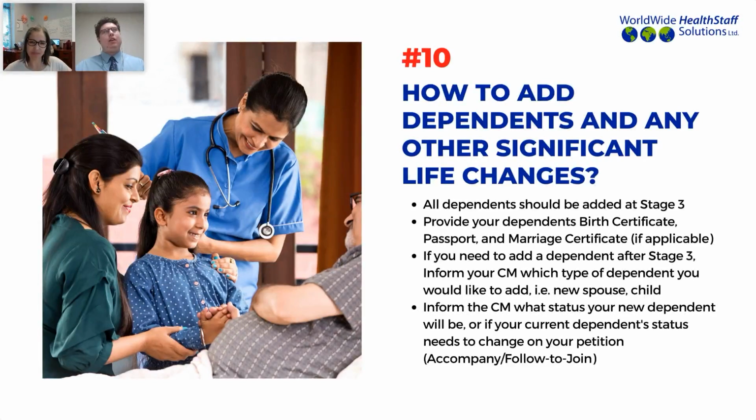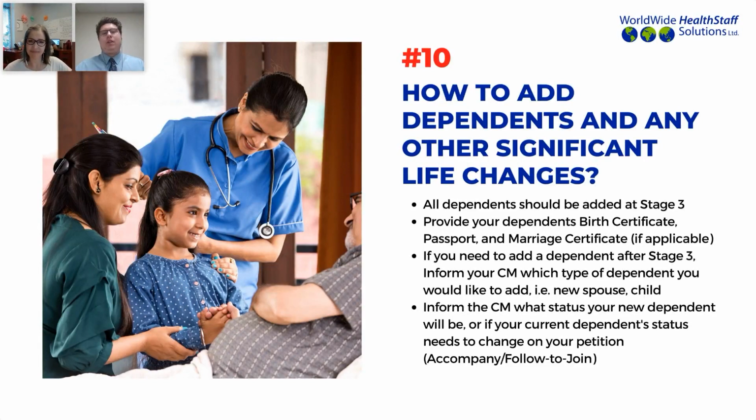And the other portion of this question is also how to add any significant life changes. So if you were to get married or if you were to have a baby throughout the process, it's not an extremely difficult process to be able to add a dependent throughout the time. Like I had mentioned, you just got to provide those documents, inform your case manager, and your case manager will go ahead and move forward and inform the attorney that you would like to add a dependent, whether it be a spouse or whether it be a child that was recently born.